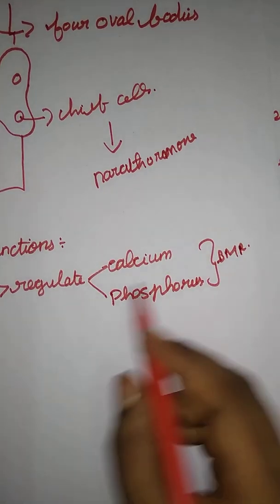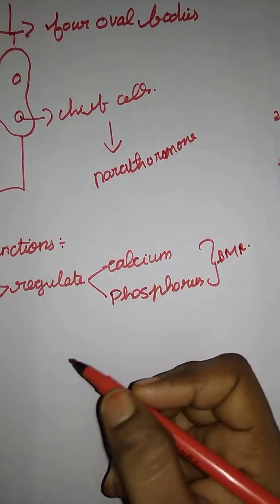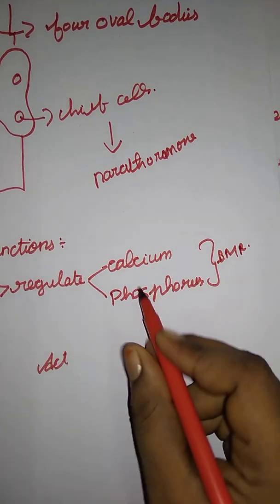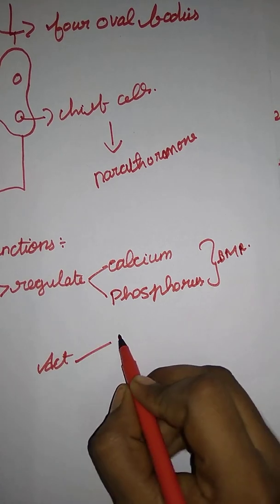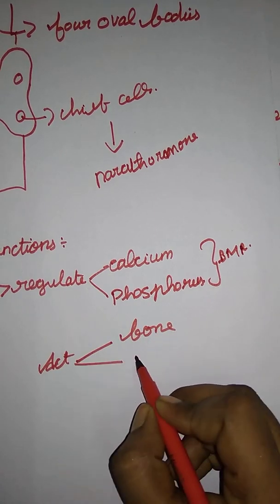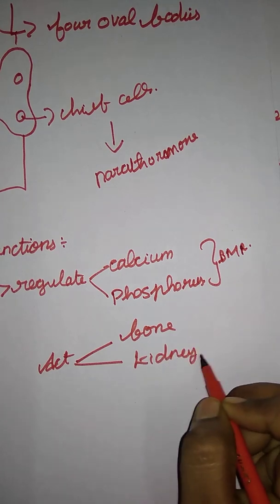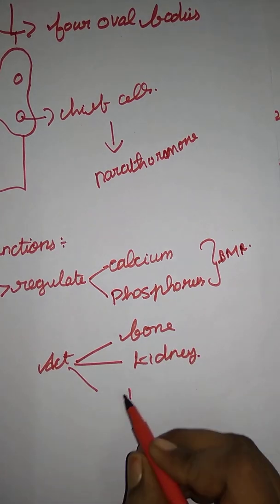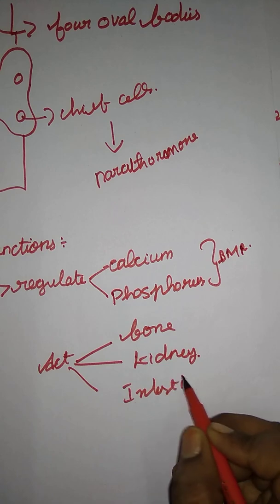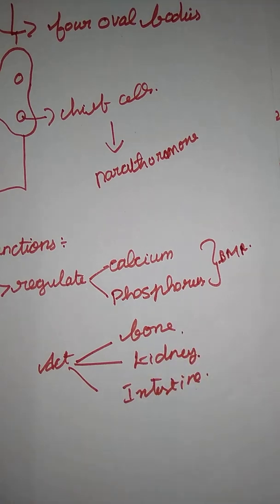We already said that calcium is responsible for bone growth, so they act on the bone. Calcium and phosphorus are responsible for bone growth, so they act on your bone. The next one is the kidney, and the next one is the intestine. The first one is bone, we already said that. In the kidney, it stops the release of calcium through the urine. That means if there is a high amount of calcium in the bone, it is released through the urine.